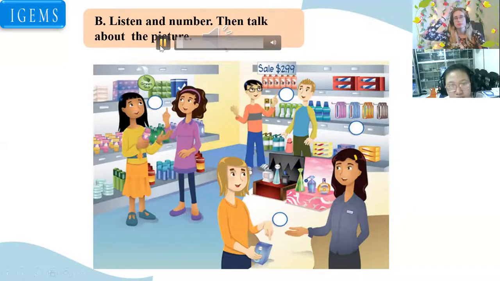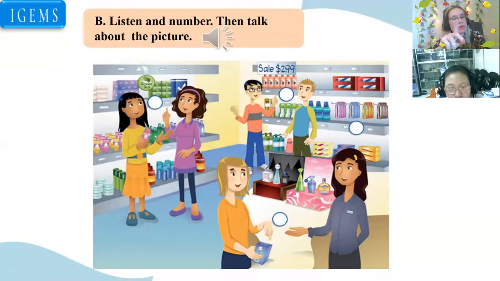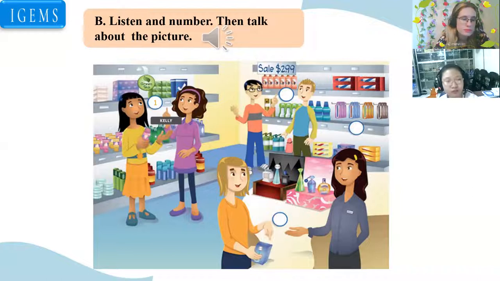One. Have you tried this hair gel? Yes, I like it. It's not too thick and it smells good too. I think I'll try it. What are you buying, Emma? Soap, but I'd like to try something new, too. Look, green tea soap. I'll try that.